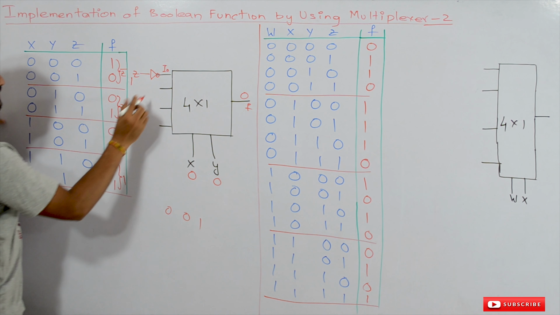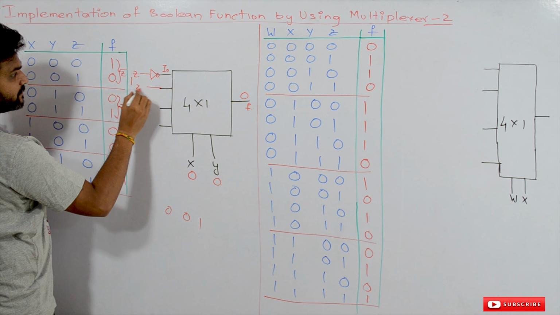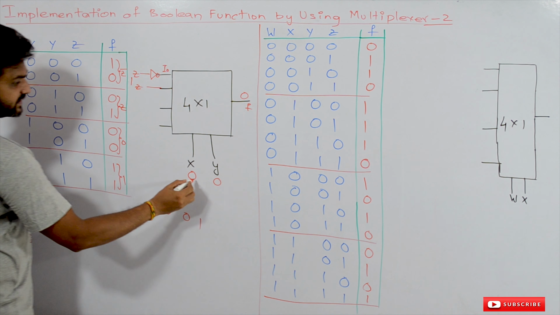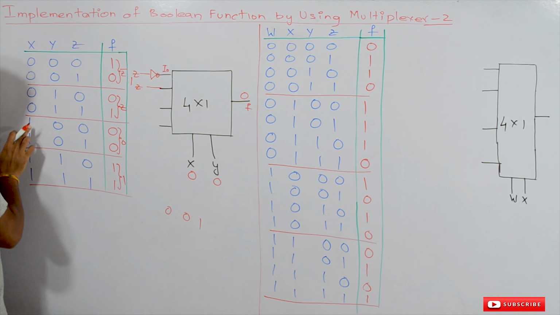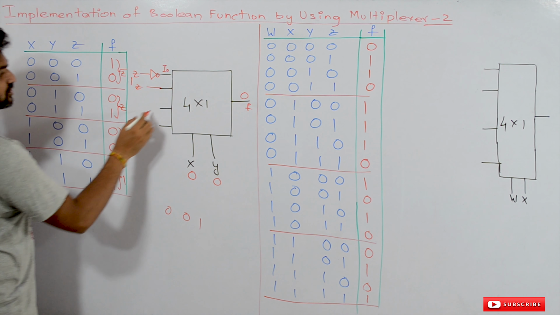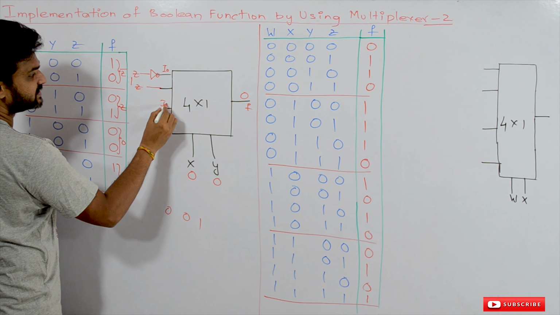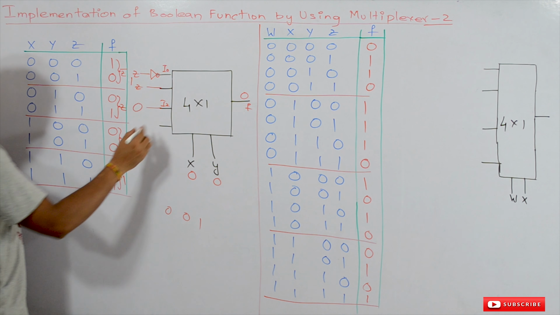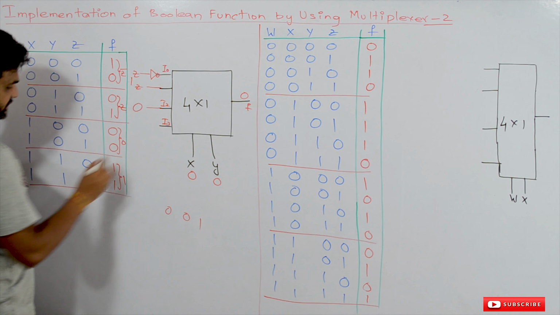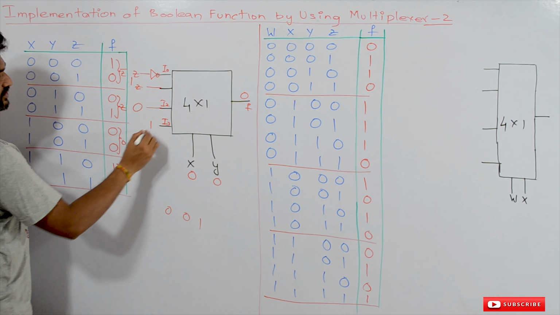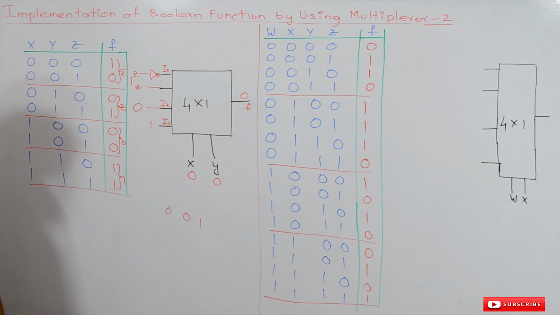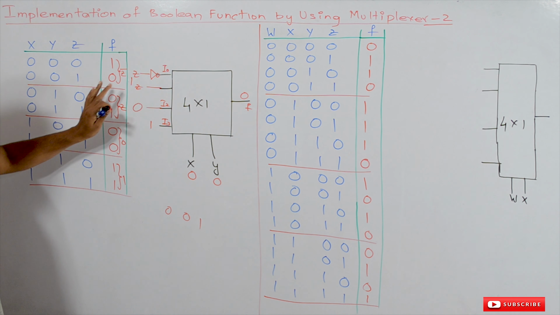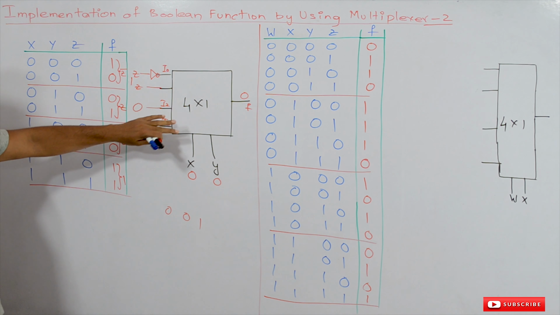So here it is Z, so the value will be directly assigned to Z. Whenever the value of XY is 1 0, this I2 will get selected and this is connected to 0 input, and similarly I3, 1 1, so it is going to be 1. Okay, so this is how the functions will get implemented if the questions are asked in this way.